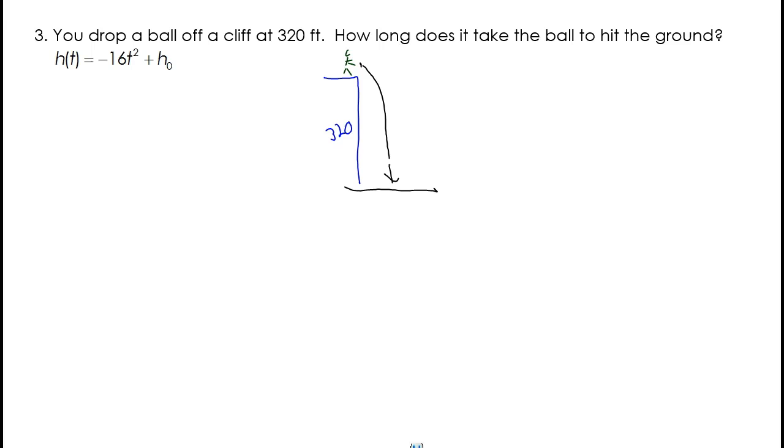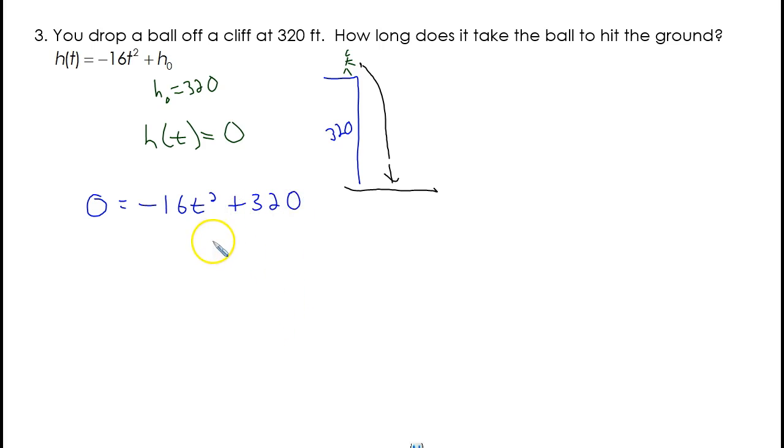All right, so in order to solve this, we have to think about these things: that the initial height is 320, that's h sub 0, and that the height after it hits the ground, the h of t, is going to be 0, because that's how long does it take the ball to hit the ground. So once we plug these things in, we're only going to have one variable left behind, right? So we got 0 is equal to negative 16 t squared plus 320.